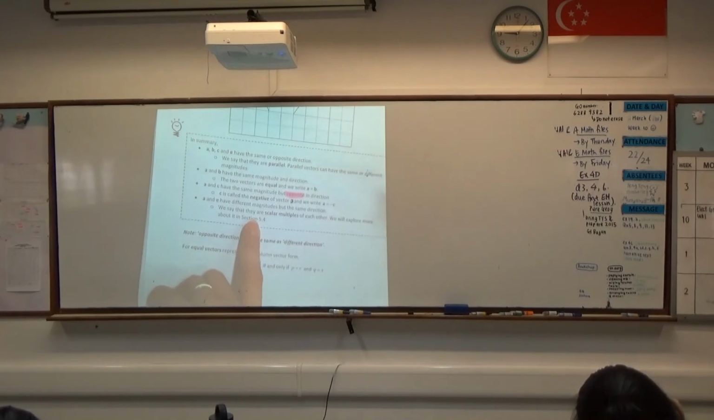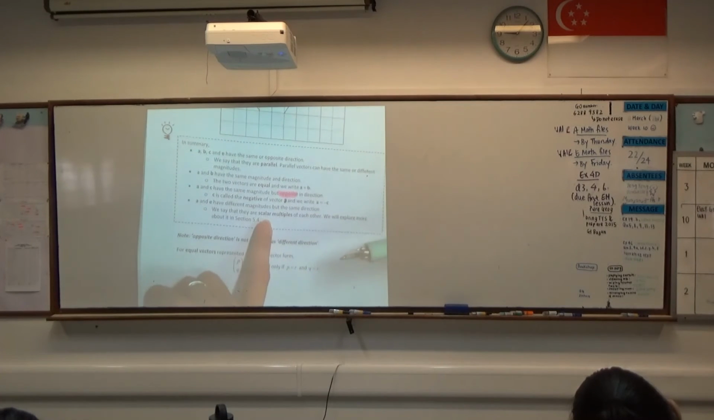For A and E, they have different magnitudes but the same direction. We say that they are scalar multiples of each other, so we will explore more of it in our section 5.4, when we talk about scalar multiples.